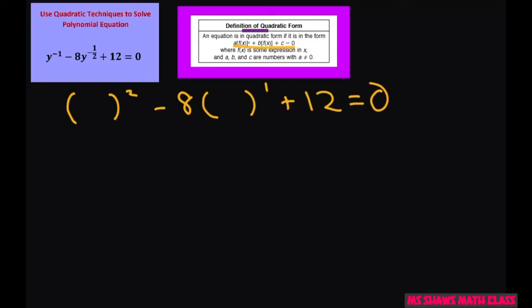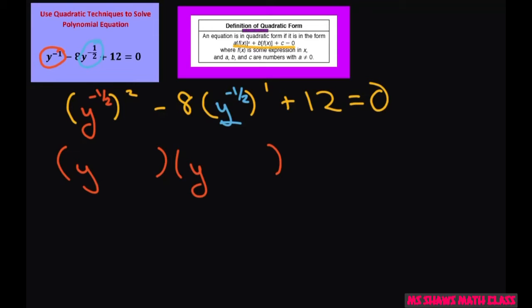For this piece, this is just going to be y to the negative 1/2. When you multiply negative 1/2 by 1, you get this. For this piece, this is going to have to be y to the negative 1/2 as well, because 2 times negative 1/2 gives me my negative 1. And then we're left to factor, and normally when you factor, you're going to write y, but in our case, we're going to write y to the negative 1/2, because that's what we have.